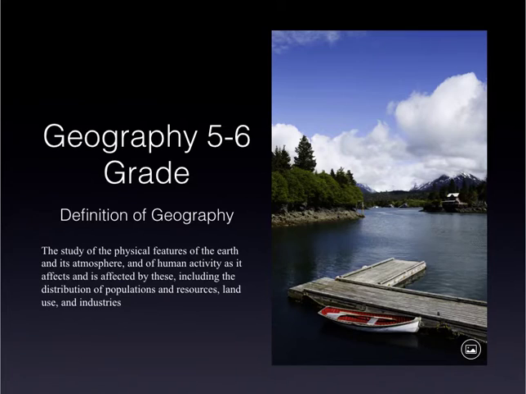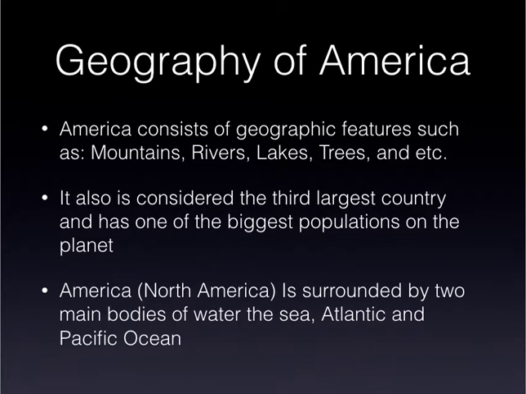So then we're going to go into a little bit more detail. Geography of America is what we're specifically looking at. America consists of geographic features such as mountains, rivers, lakes, trees, and etc. It also is considered the third largest country and has one of the biggest populations on the planet. It's so big, containing almost more than 3 billion people. North America, which we're specifically looking at, is surrounded by two main bodies of water, or main bodies of sea, the Atlantic and Pacific Ocean.